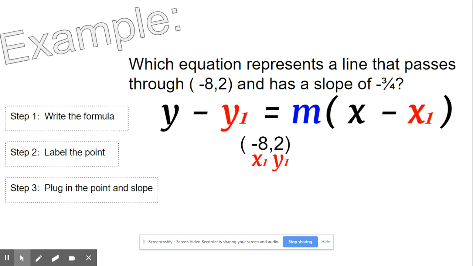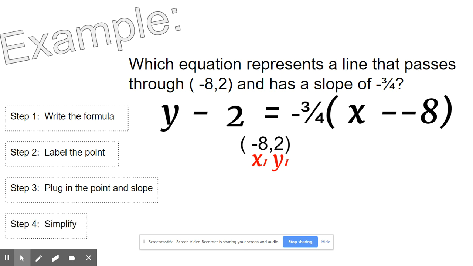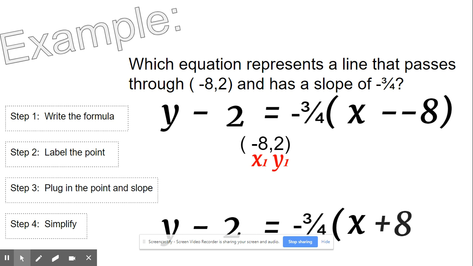We're going to put the slope in first: -3/4 instead of the m. Then we'll put in the x1, so instead of x1, we put in -8. And instead of y1, we put in 2. Now that we did that, we're going to simplify. So y minus 2 equals -3/4, and then x, a negative times a negative gives you a positive 8.